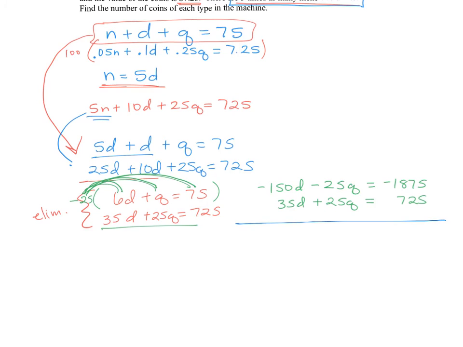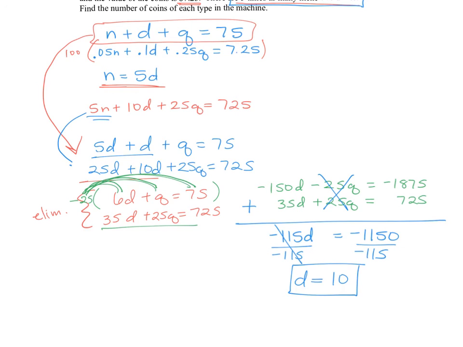So I'm going to eliminate my q's here. If I add these together, I get negative 150d plus 35d. So that's a negative 115d. This zeroes out, equals negative 1875 plus 725 is a negative 1150. And then I'm just going to divide by negative 115. So I get d equals, and that comes out to 10.